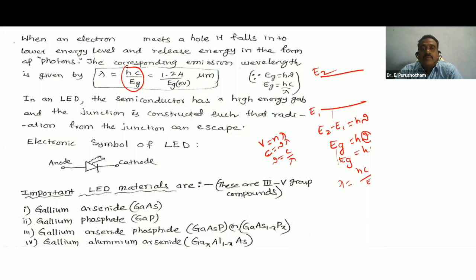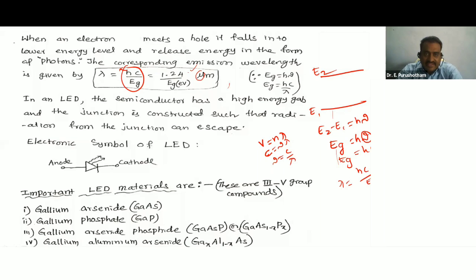When an electron meets a hole, it falls into a lower energy level and releases energy in the form of photons. The corresponding emission wavelength lambda is equal to hc by Eg. Substituting Planck's constant, what is that value? 6.625 into 10 to the power minus 34 joule second. c, light velocity, 3 into 10 to the power 8 meter per second. Substituting these values, we get lambda in micrometers as 1.24 by Eg, with Eg in electron volts. This is the corresponding wavelength.